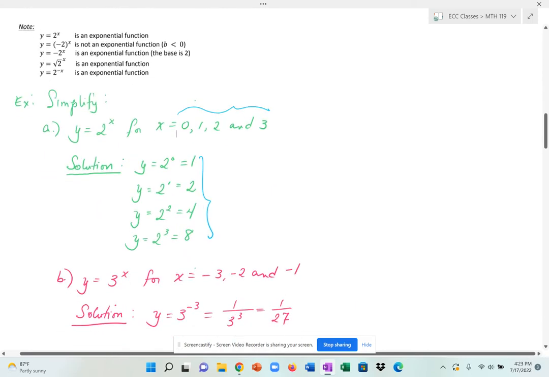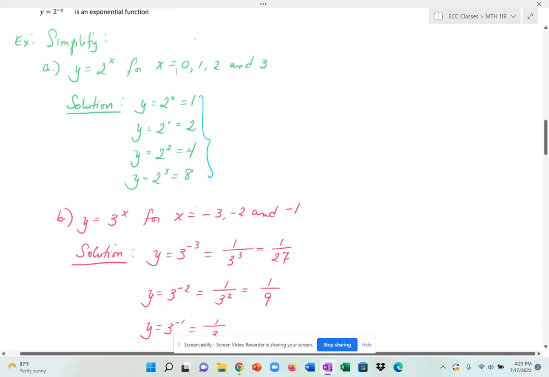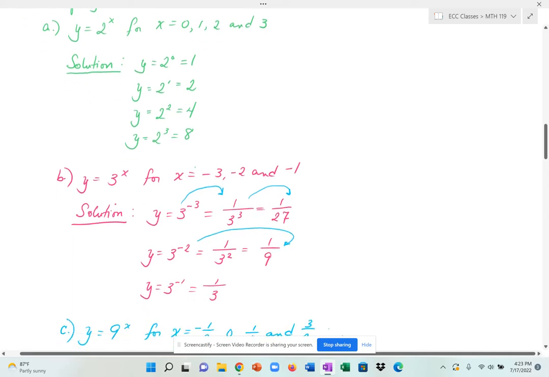Part B of this example is similar. I have a different exponential expression, 3 to the x, but I'm inputting different values of x: -3, -2, and -1. So 3 to the -3 means you have to take the reciprocal of the base. It's 1 over 3 to the third, which is 1 over 27. When I plug in -2, it's handled in a similar way. It's 1 over 3 squared, which is equal to 1 over 9. And when you plug in -1, you just take the reciprocal. This is 1 over 3 to the first power, so it's just 1/3.